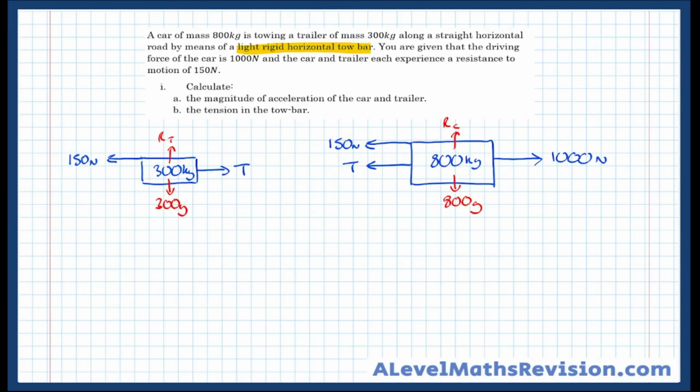So let's do that. Let's start with the trailer. If I consider right to be positive, and that's a sensible choice because right is the direction of motion, I get T minus 150 equals mass, which is 300, times acceleration, which I'm going to call A. F equals ma, the force resulting equals mass times acceleration.